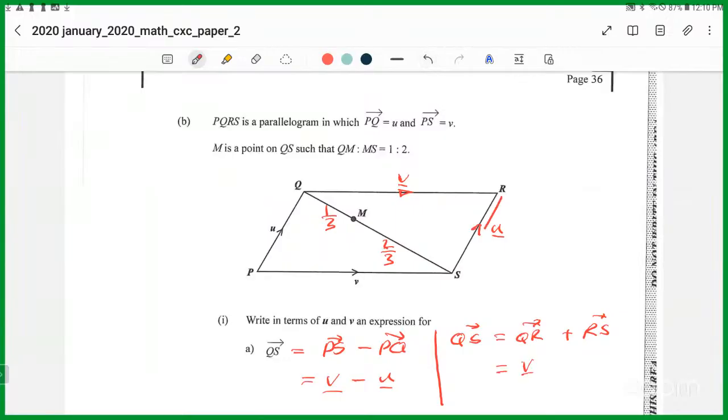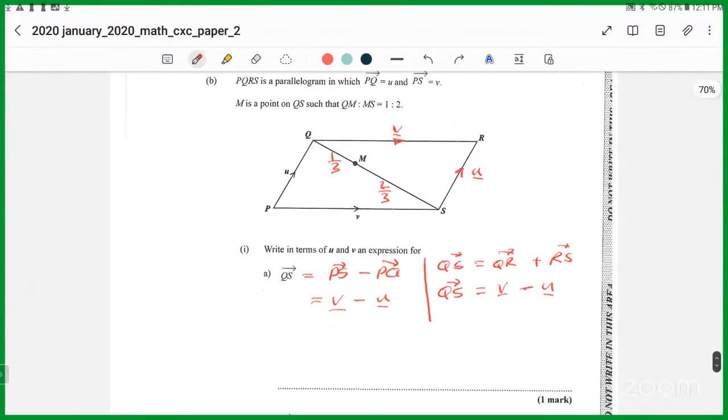And then R to S is minus U. Why is it minus U? Because I'm going in the opposite direction to the U. So the RS is minus U. So you could get it that way as well. See there too, from Q to S, you go V out here, and then minus U down there. Simple as that. Alright? So that's how we can get it. 1 mark for that anyway.